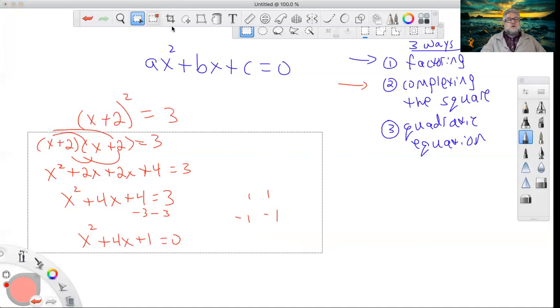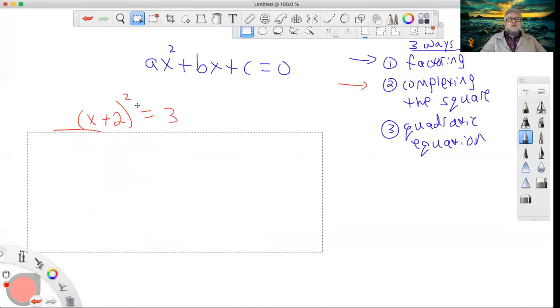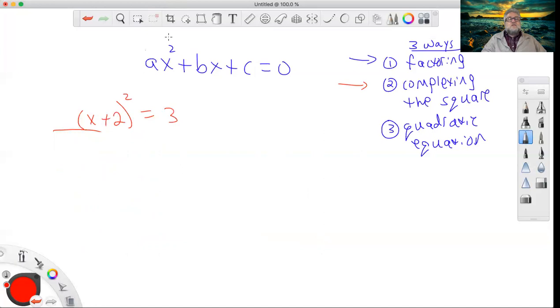I'm going to show you another way to do it. So I can take this thing. Let me get rid of that line. That annoys me. Okay, good enough. So another thing we can do is take the square root of both sides.